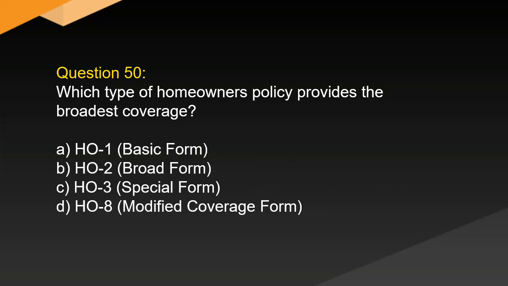Question 50. Which type of homeowner's policy provides the broadest coverage? A. HO-1 basic form. B. HO-2 broad form. C. HO-3 special form. D. HO-8 modified coverage form.